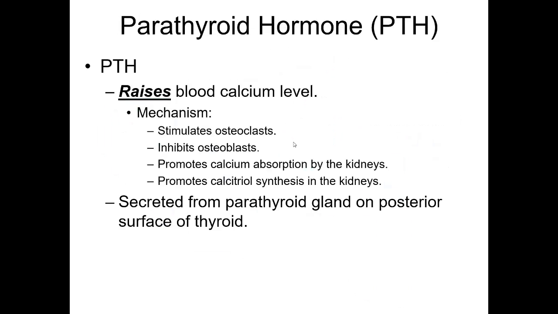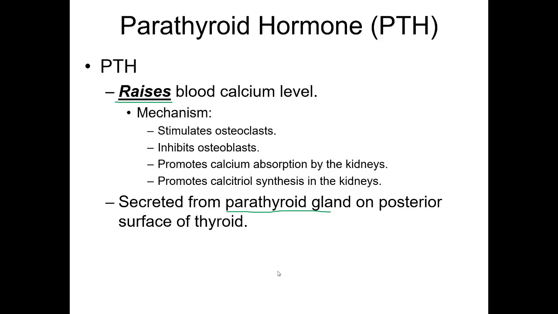Now, the next hormone that is also going to raise calcium level in your blood is the parathyroid hormone. It is secreted from the parathyroid gland, which is located on the posterior surface of the thyroid. It also raises the blood calcium level by stimulating osteoclasts. So when osteoclasts are stimulated, they are chipping away at your bone, and when bone is chipped away, you have more calcium ions floating around in your bloodstream.